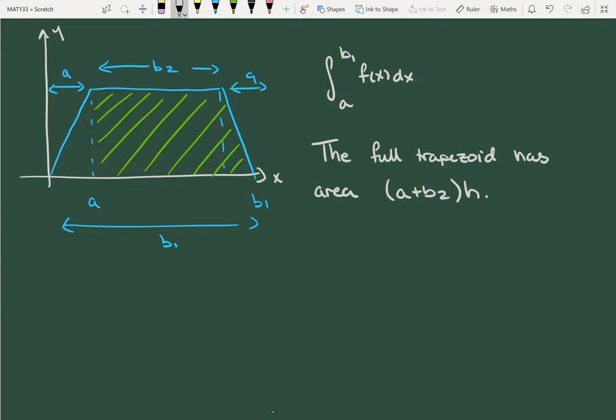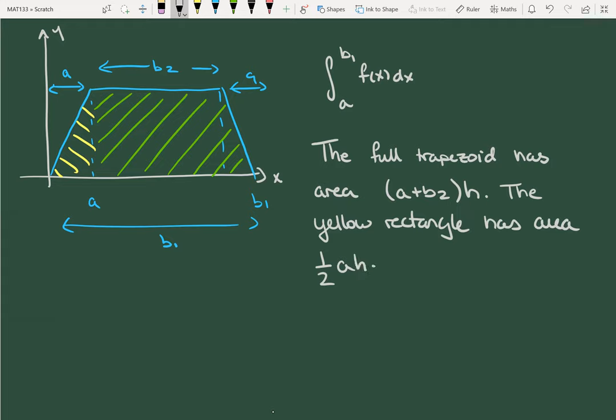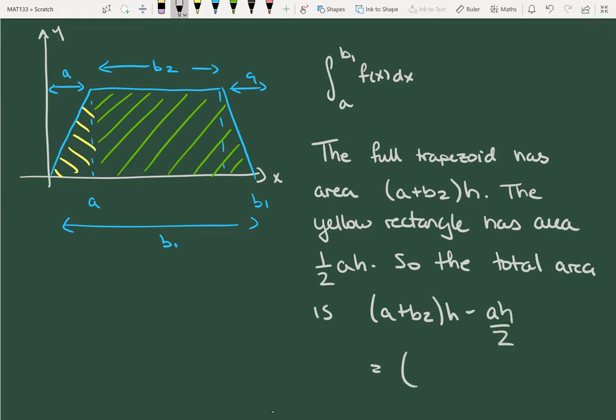And then what I'm going to do is subtract this rectangle. Okay, so I'm going to subtract this yellow rectangle. The yellow rectangle has area 1/2 A times H. So the total area, I can see the chat going, I'll look up in a second. So the total area is A plus B2 H minus, well, AH over 2, and that's A over 2 plus B2H, like that.